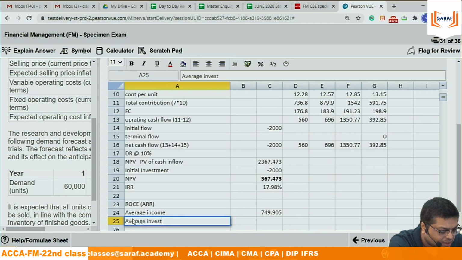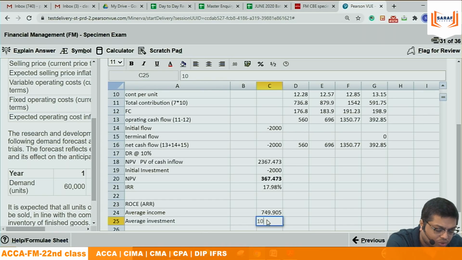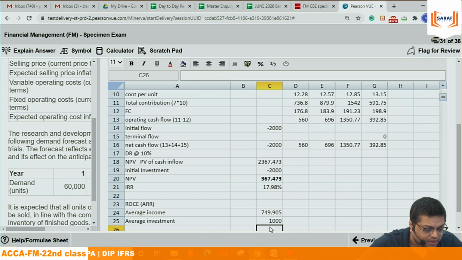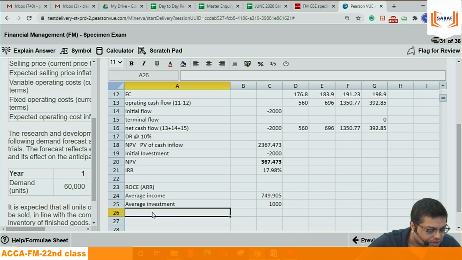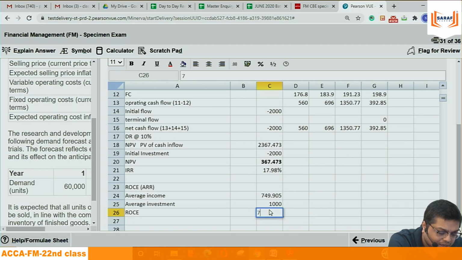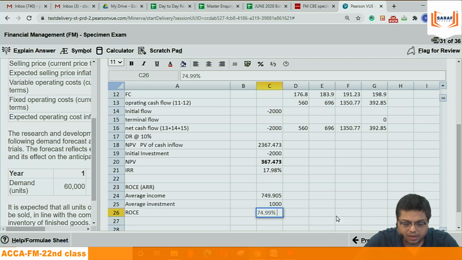Average investment, which is 2000 plus 0 by 2, 1000. That I am not using a calculator for. Average income is 560 plus 696 plus 1350 plus 392.85. So the average income is coming to 749.905 and average investment is 3000. So ROCE, which is basically 74.99%. If there is a rounding mistake, that's another thing. If you want to convert this into percentage, two decimal places, that's all.